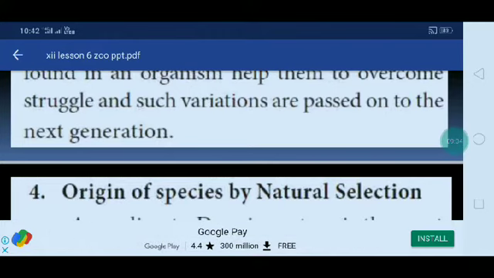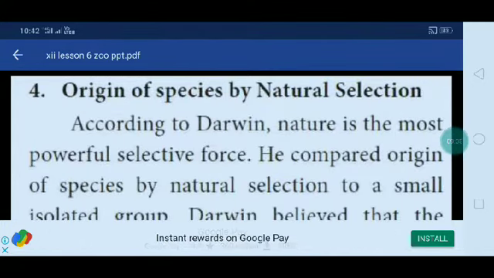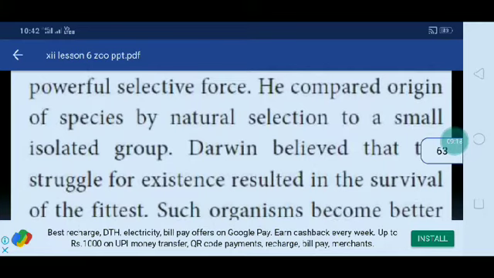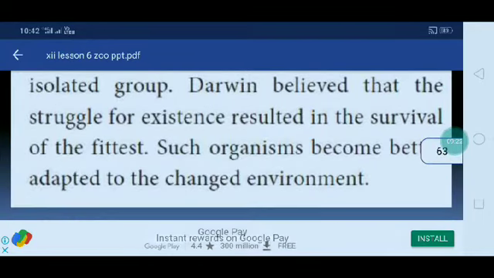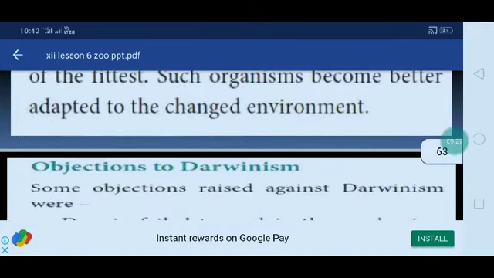The origin of species by natural selection. According to Darwin, nature is the most powerful selective force. He compared the origin of species by natural selection to a small isolated group. Darwin believed that the struggle for existence resulted in the survival of the fittest. Such organisms become better adapted to the changed environment.